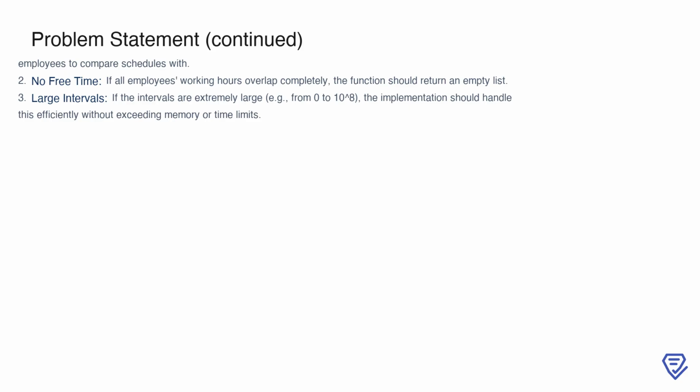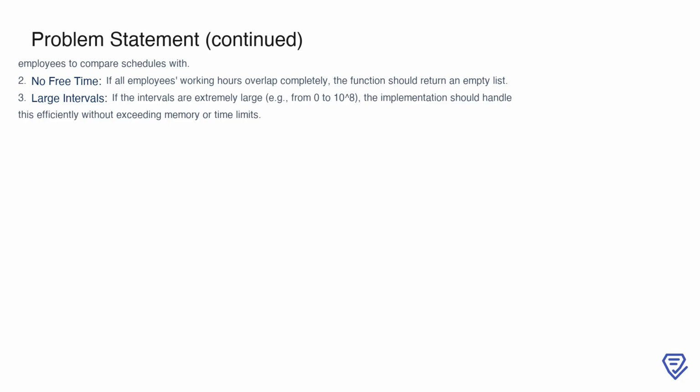Now, let's consider the constraints and edge cases. The number of employees, schedule.length, can range from 1 to 50, and each employee can have up to 50 working intervals. The start and end times for these intervals are positive integers, with start always less than end, and each employee's schedule is already sorted.